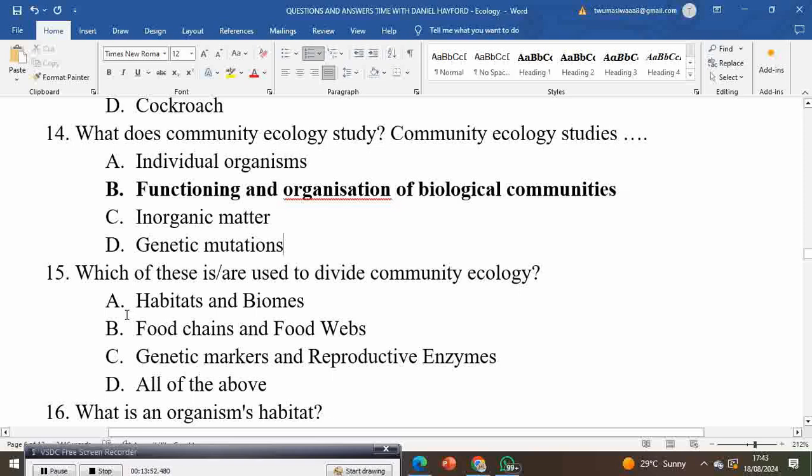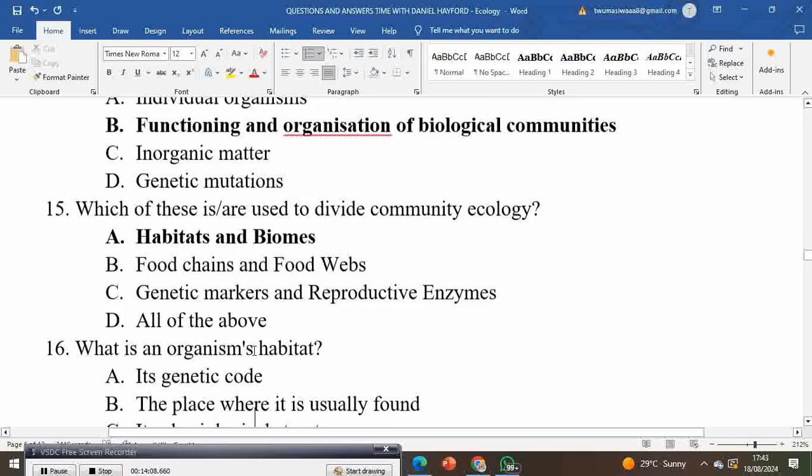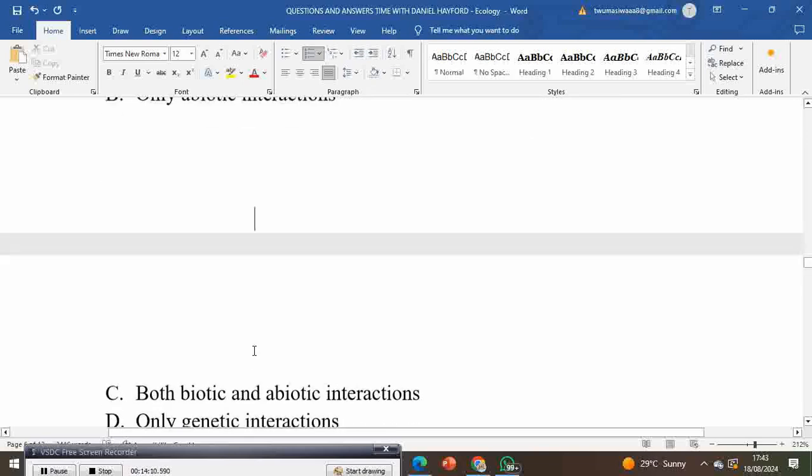Okay, so our option A is habitat and biomes, B, food chains and food webs, C, genetic markers and reproductive enzymes, and then D, all of the above. Which one is your best shot? It should be A, habitat and biomes.